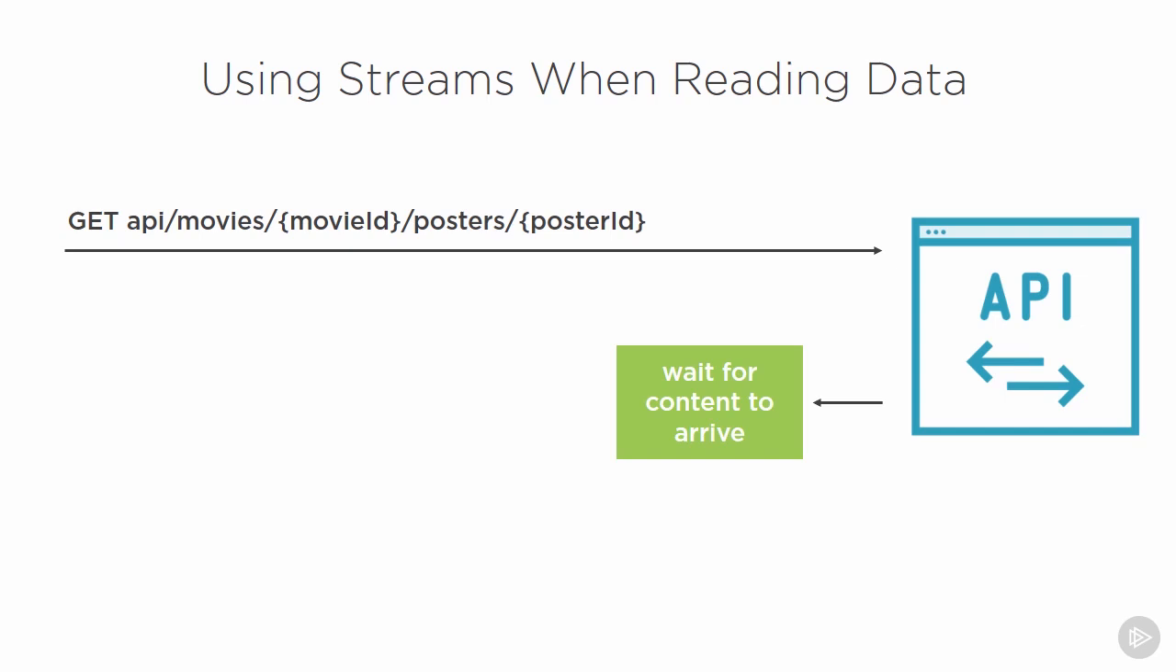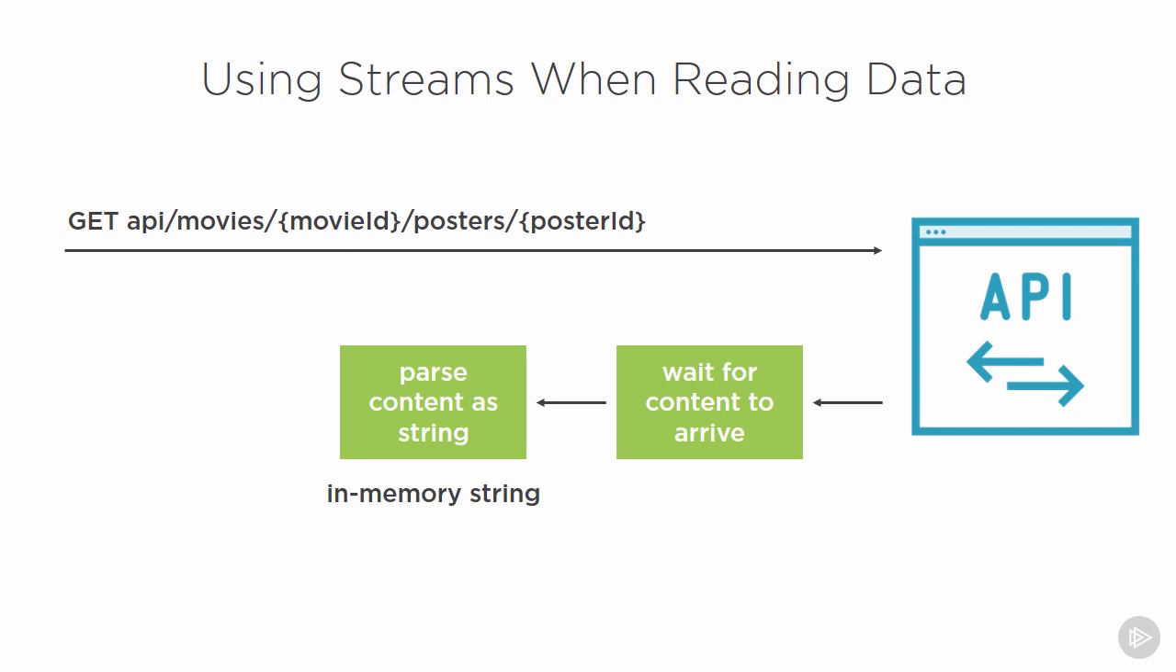When all the content has arrived, we can read it out from response.content. Up until now, we've done that with read as string async. This creates an in-memory string, which is as large as the complete poster response body. After that, we need to transform that string. We deserialize it into a poster object. For this, we use JSON.NET.